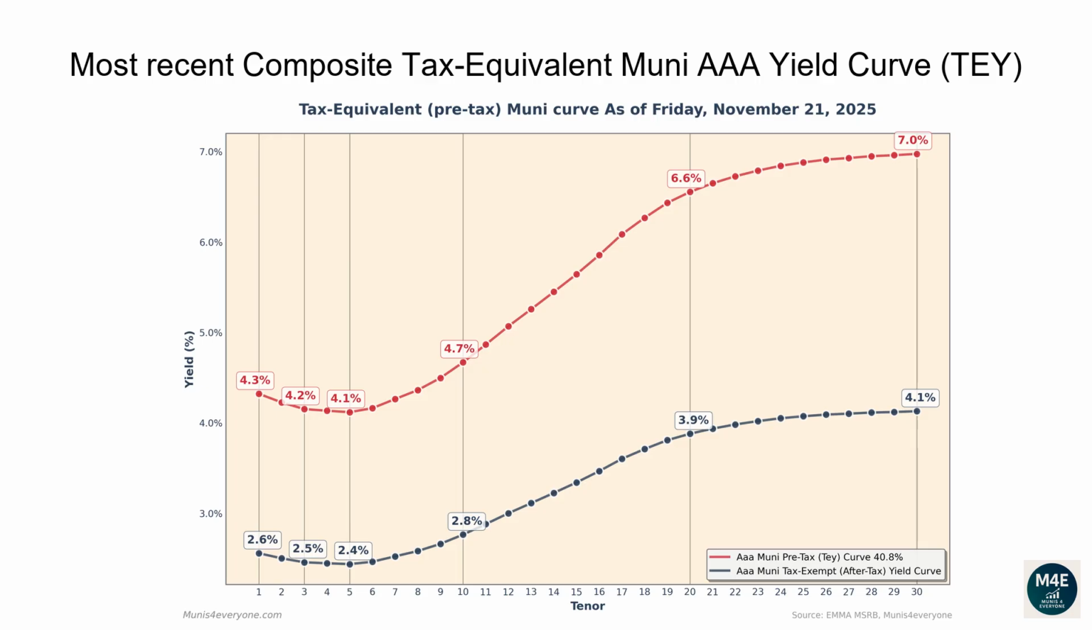The one-year tax-exempt yield is 2.56%, corresponding to a 4.32% tax-equivalent yield for investors in the top tax bracket. The two-year tax-equivalent yield is 4.23%. The 5-year tax-equivalent yield is 4.12%. The 10-year tax-equivalent yield is 4.67%. The 20-year tax-equivalent yield is 6.55%. The 30-year tax-equivalent yield is 6.98%.